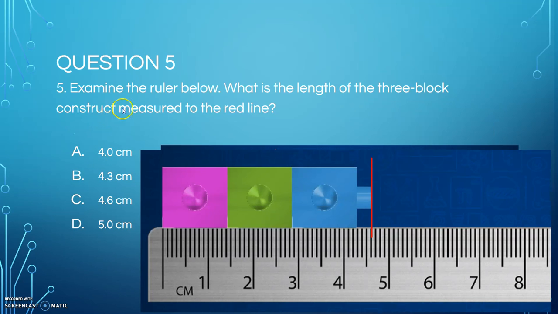Question 5. Examine a ruler below. What is the length of the 3-block construct measured to the red line? Is it A, 4 centimeters, B, 4.3 centimeters, C, 4.6 centimeters, or D, 5 centimeters?